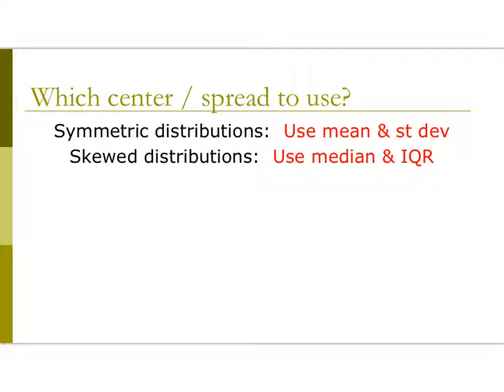So when it's symmetric, we want to use mean and standard deviation. But if it's skewed, we want to use the median and IQR. And that's because the median and IQR are resistant to outliers. They are not substantially affected. They'll be a little bit affected, but they aren't going to be as substantially affected as mean and standard deviation.